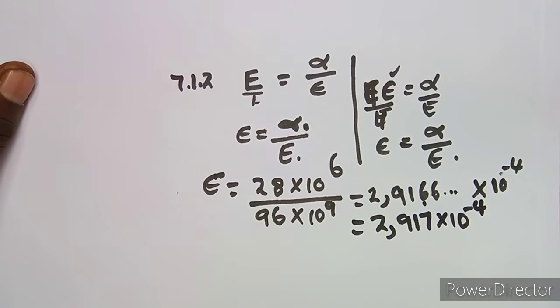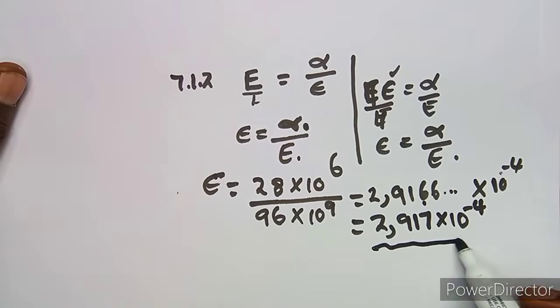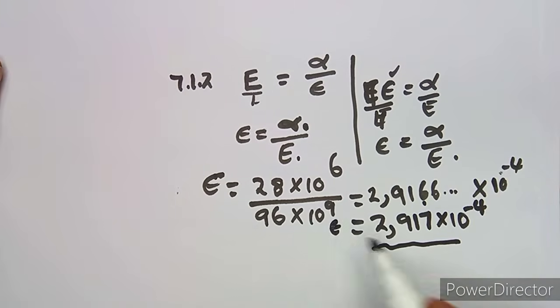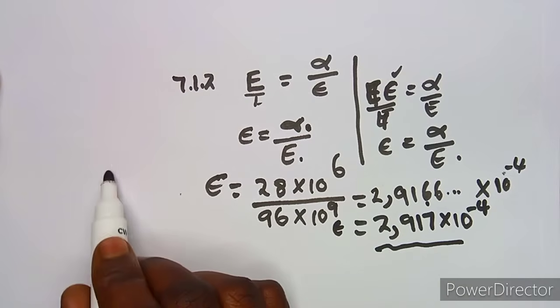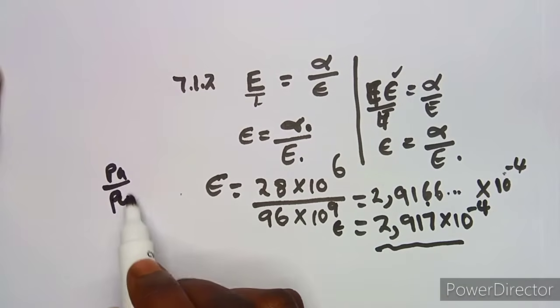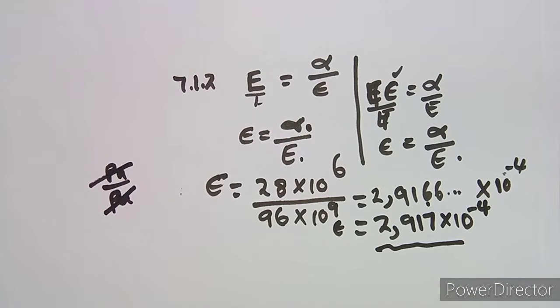And this is just like a constant. Because here, remember, you had pascals over pascals, so there's no unit there. So this is what you're going to obtain just as a constant value. So take note, guys, about this.